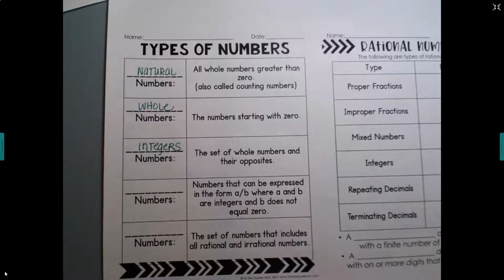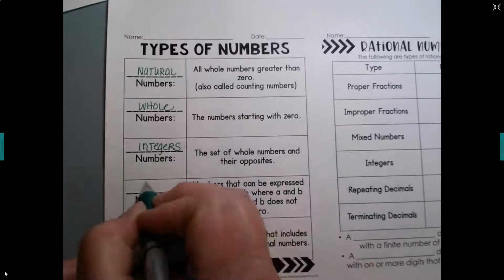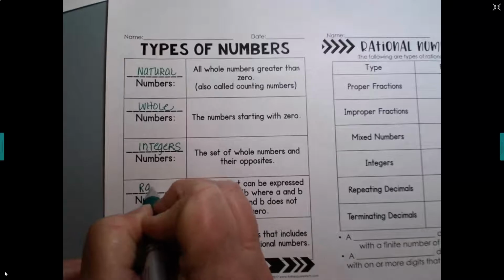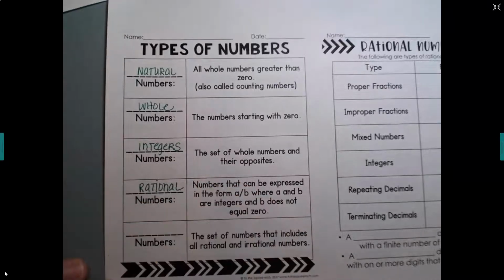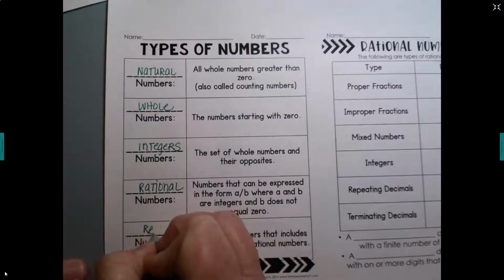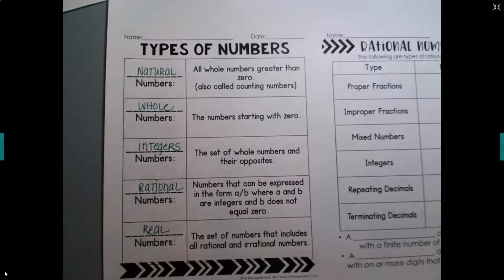It's a number that can be expressed in the form of a divided by b, where a and b are integers and b does not equal 0 because you are not allowed to divide by 0. And finally, we have the set of real numbers, the set of numbers that include all rational and irrational numbers. And so this is what we're going to talk about today, rational and irrational numbers.